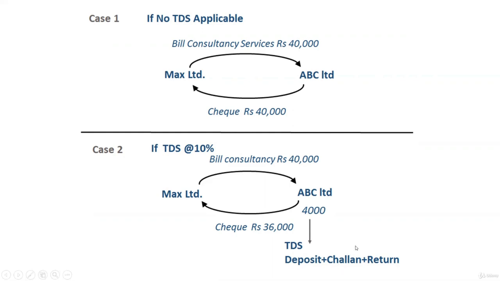So ABC Limited has to deposit the TDS amount, wherein it has to furnish the challans and returns, and deposit the TDS amount in the government bank accounts. So, I hope you are clear with the concept of TDS.